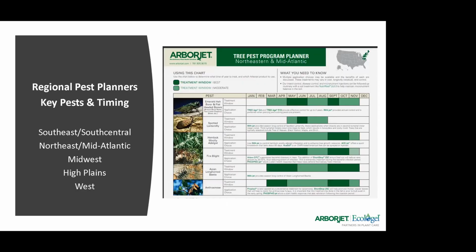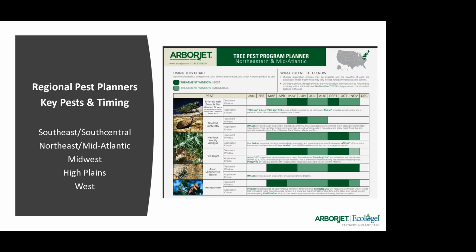Another one that we've done is we've created 5 regional pest planners. Actually, we have 6. One is in Hawaii, but I don't believe there are any lawn doctors in Hawaii right now. So this happens to be the Northeast and Mid-Atlantic version. We've also got a Southeast, South Central version, Midwest, High Plains, and West. We identified the top 10 insects or diseases. The green or the darker green shows the time of peak activity and when the treatment windows are best or moderate, and the timing of them, and a brief explanation of both what the pest is and what we recommend the products to be. And we do that slightly differently in each marketplace.